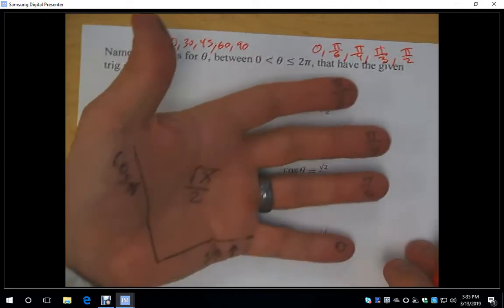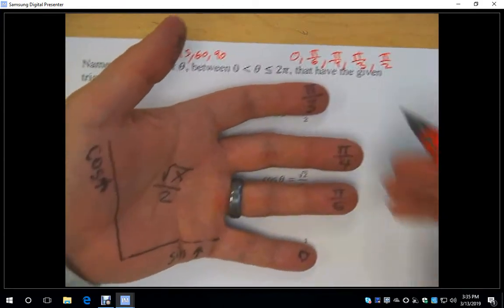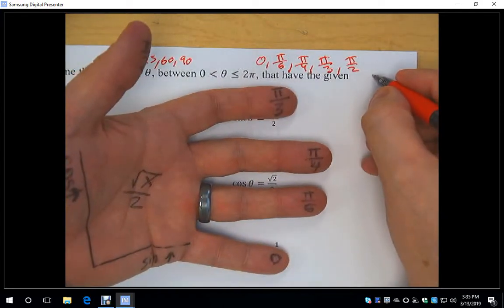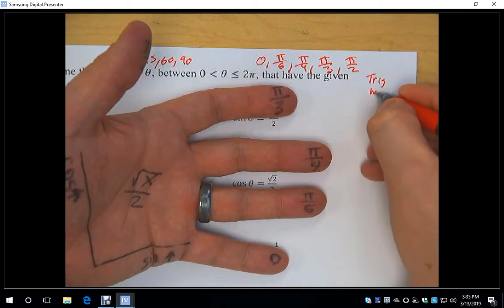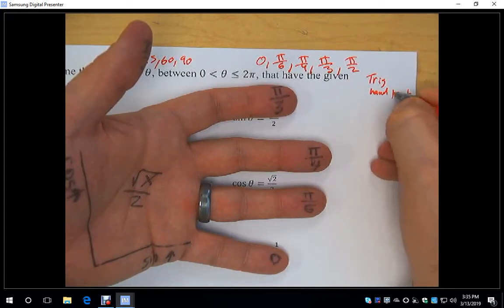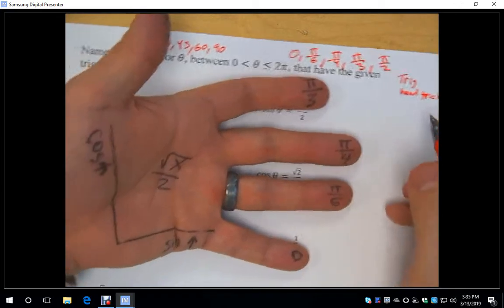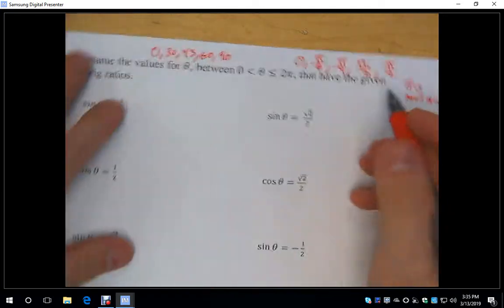If you are unfamiliar with the trig hand trick, then I would stop this video right now and I want you to YouTube trig hand trick, and then watch a video on how to do this. So the idea, well, I'm not going to explain it, I want you to watch the video.